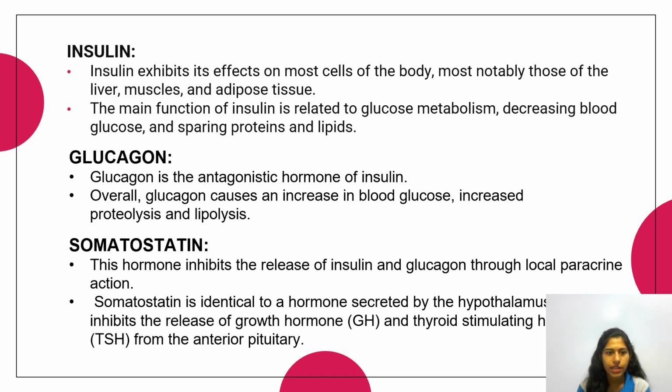Glucagon. Glucagon is the antagonistic hormone of insulin. Overall, glucagon causes an increase in blood glucose, increased proteolysis and lipolysis. Next, somatostatin. This hormone inhibits the release of insulin and glucagon through local paracrine actions. Somatostatin is identical to the hormone secreted by the hypothalamus. It inhibits the release of growth hormone and thyroid stimulating hormone from the anterior pituitary.